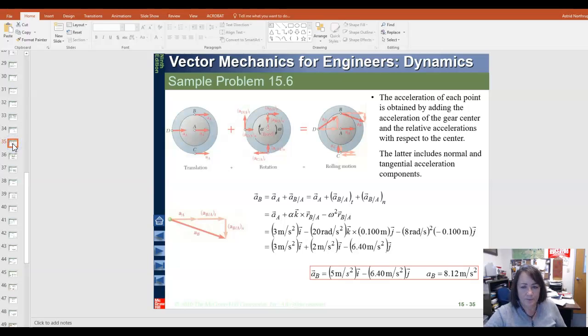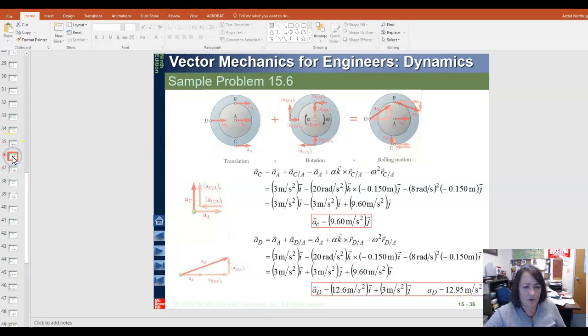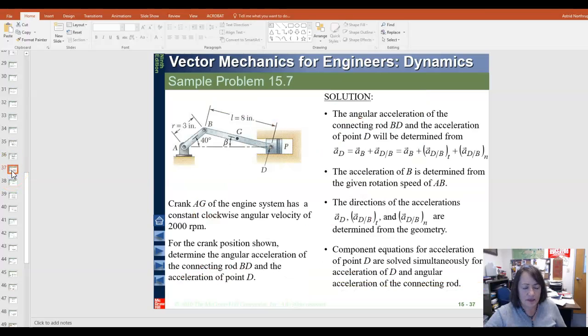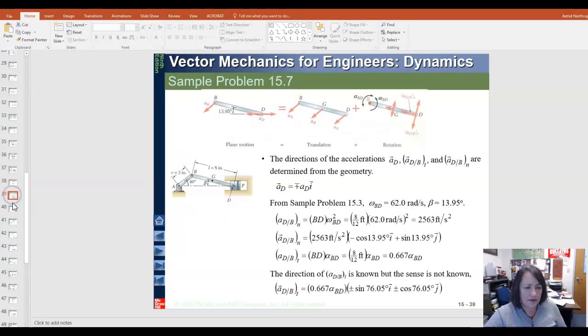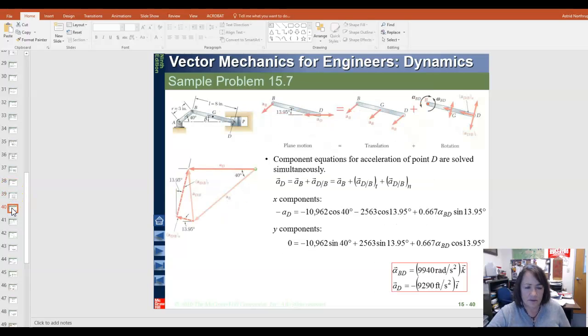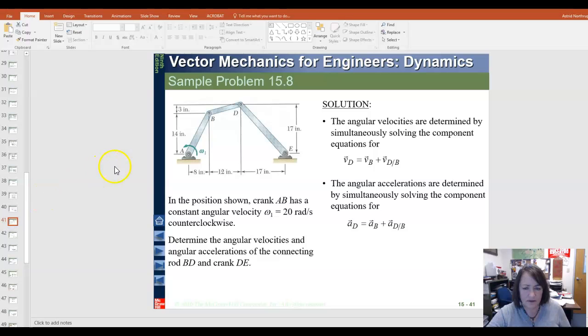Now, here's some more information. I want to show you a problem that's treated in a highly vectorized way by the chapter. So let's take a look here at problem 15.8. We have a crank, we have some dimensions. We know that the velocity of point D is going to equal the velocity of point B plus the velocity of D with respect to B, and similarly for the acceleration.